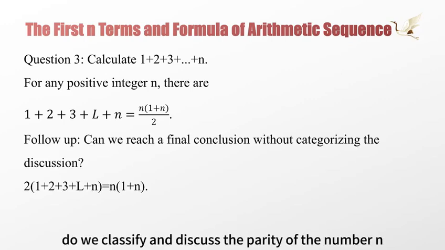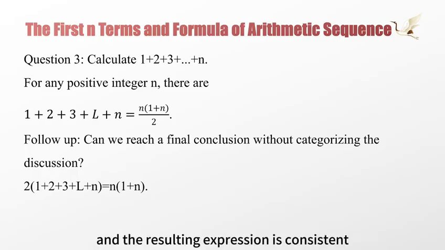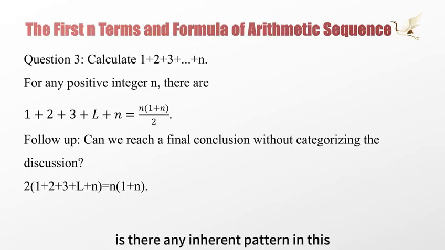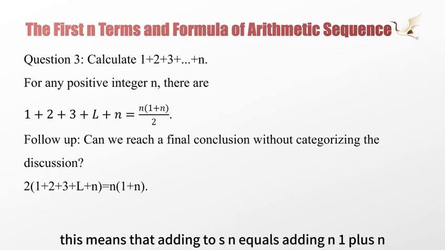Why do we classify and discuss the parity of the number n, and the resulting expression is consistent? Is there any inherent pattern in this? Can we reach a final conclusion through unclassified discussion? If we multiply both sides of the formula in the conclusion by 2 at the same time, we obtain 2 times the sum of 1 to n, which is equal to n times n plus 1. This means that adding Sn to Sn equals adding n terms of 1 plus n.